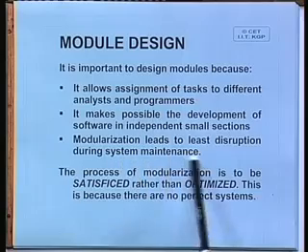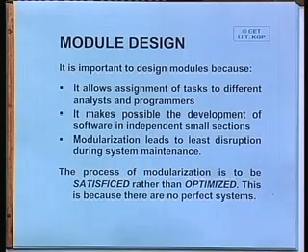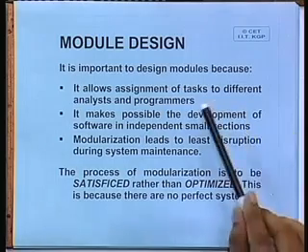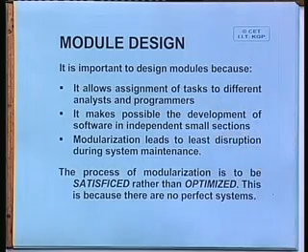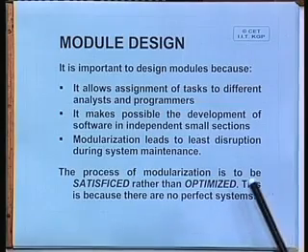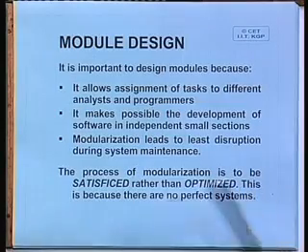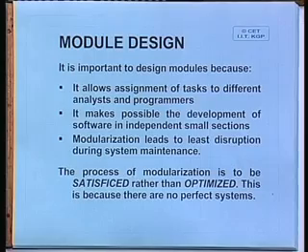So, these are some of the important considerations. Now, modularization leads to least disruption during system maintenance, very important. If the structure is very clear, maintainability improves. So, three important considerations: one is assignment of tasks is easy, second, development of software is easy, third, maintenance of software is easy. So, this is why you must divide the software into modules. Now, the process of modularization is to be satisficed rather than optimized.